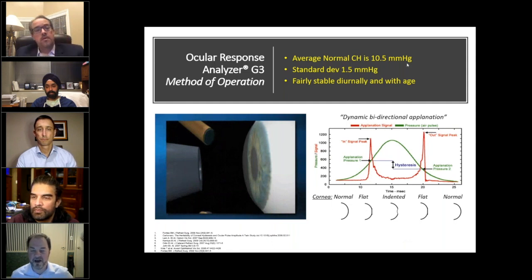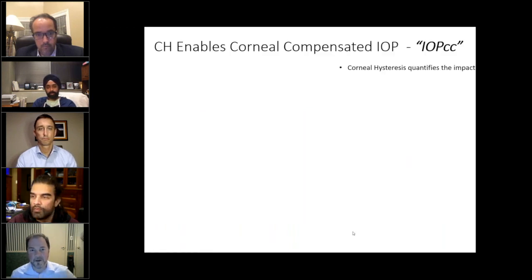Just so you're aware, the average value in a normal population from many, many clinical studies is about 10.5. It's just a number. 10.5 is average. Standard deviation is about 1.5. It's pretty stable diurnally, and it's fairly stable with age. So that just tees it up a little bit so you understand the numbers when people start throwing them around tonight. The device also measures something called IOPcc.